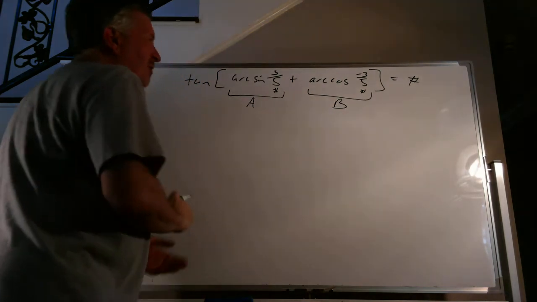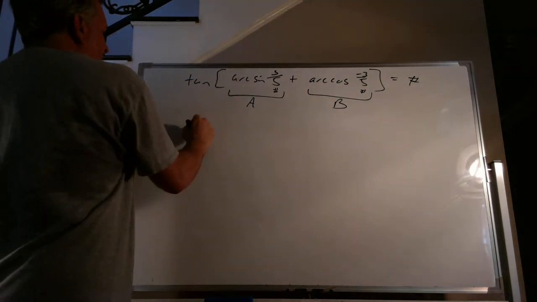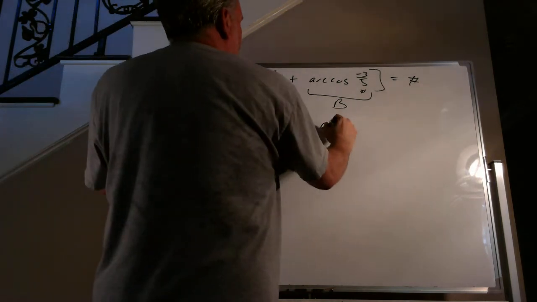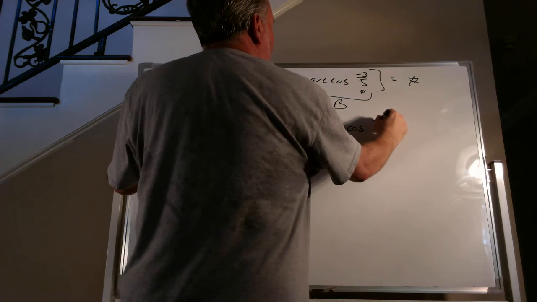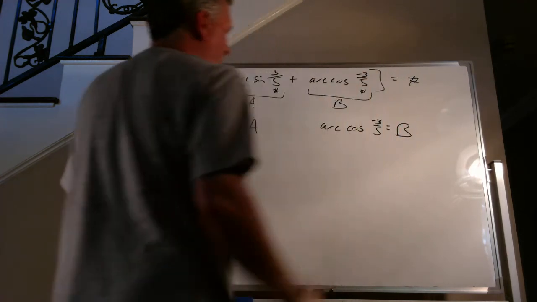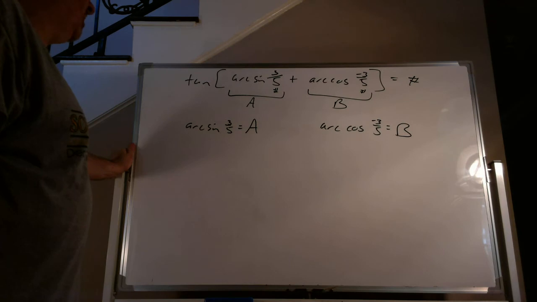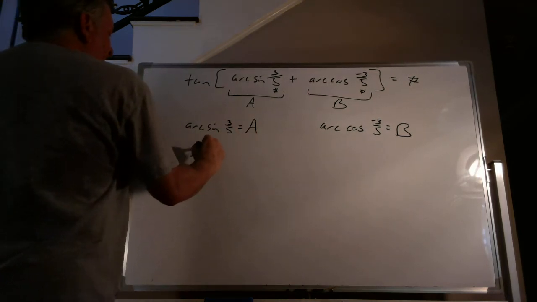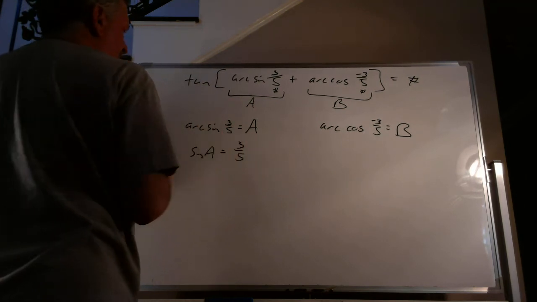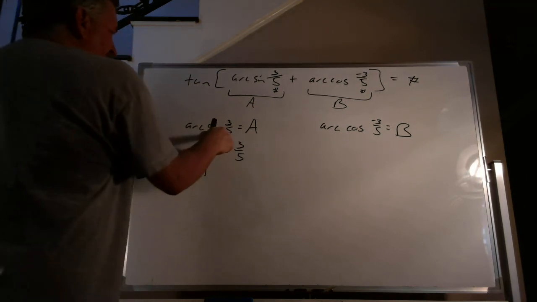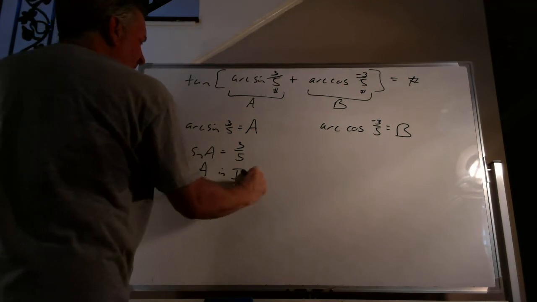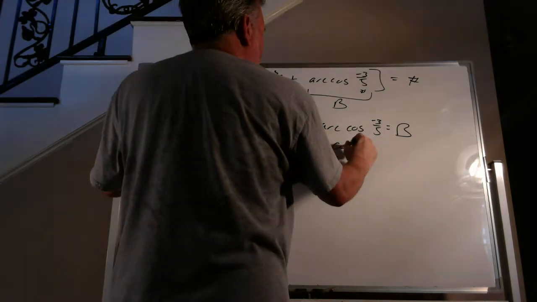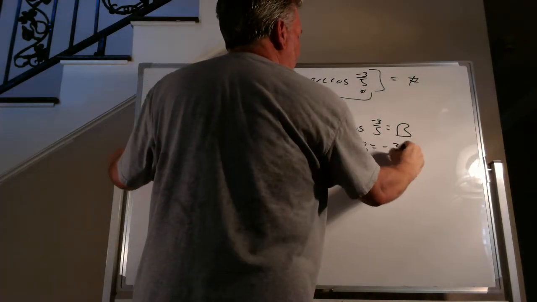Let's see if we can draw pictures of those. So I'm saying arc sine of 3/5 is angle A, and here I'm saying arc cosine of minus 3/5 is angle B. Let's write the two facts for each of those. Arc sine of a number is an angle, so sine of the angle is the number. And where's angle A? You're taking arc sine of a positive number, so A is in the first quadrant. Arc cosine of minus 3/5 means cosine of B is minus 3/5.